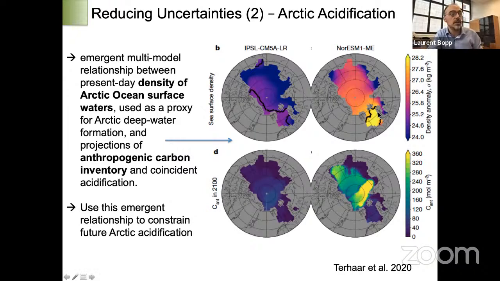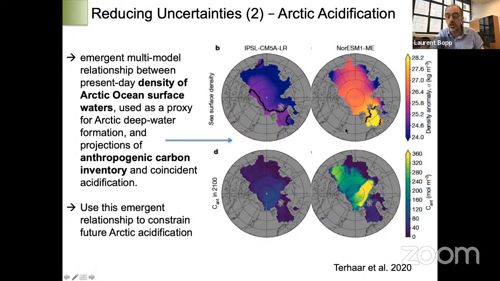You have here at the surface very dense water in the Barents Sea that will basically fuel the deep ocean in the coming decades with carbon-rich waters, which is not the case in the IPSL model. The surface density is much lower, and so you have much less connection between the surface waters that are rich in anthropogenic carbon and the deeper waters.